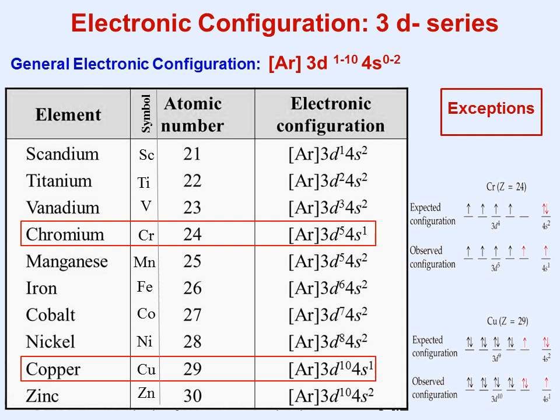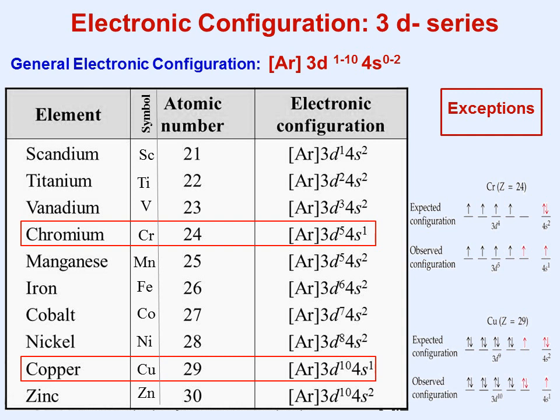are found to show irregular trends while filling the electronic configuration. Chromium is supposed to have 3d4 4s2 electronic configuration, but to attain extra stable electronic configuration, that is 3d5 4s1, one of the electrons from the 4s subshell moves into the penultimate 3d subshell.